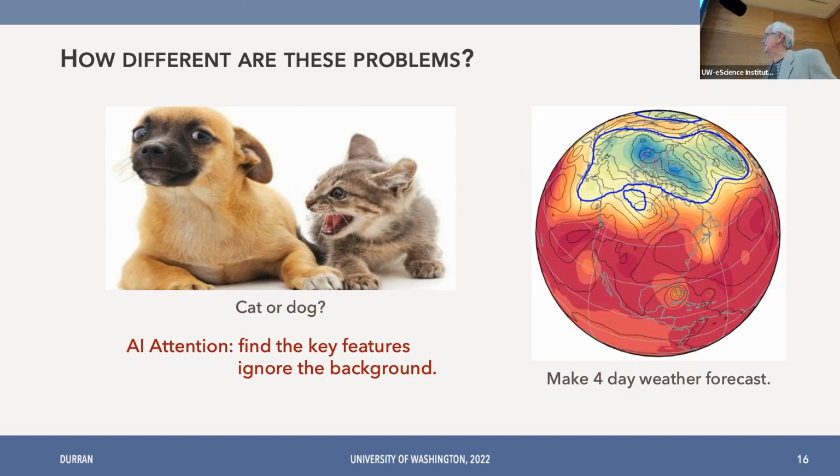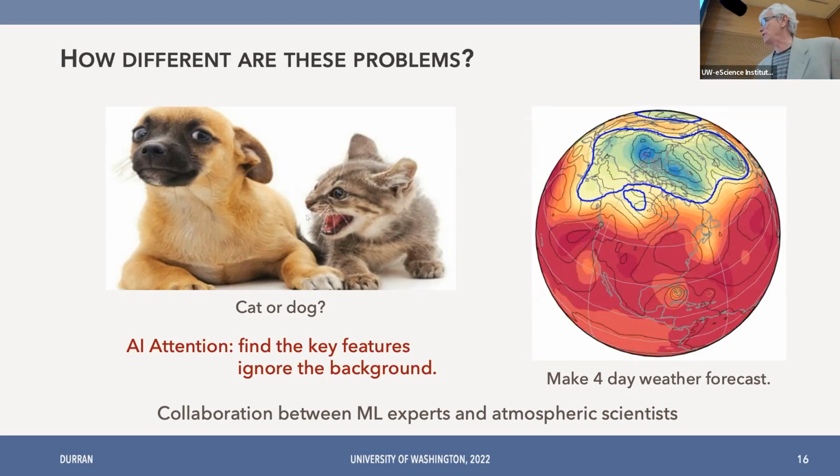But maybe that's not what we want to do if we want a 4-day weather forecast, because small changes in the atmosphere can turn out to be important 4 days in the future. And so I just throw that out as an example where collaboration between machine learning experts and atmospheric scientists would be helpful to move us forward here, instead of just trying to take something that the machine learning people have worked out and directly apply it.